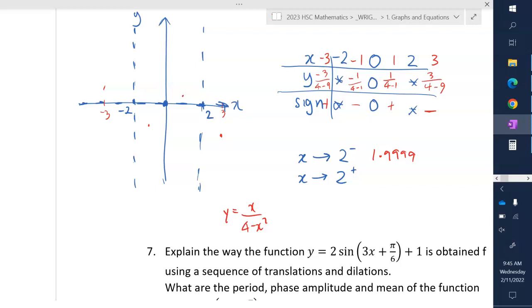I'm going to get a positive number, but it's going to be pretty small. So I'm going to shoot off up there like that. If I'm approaching it from the other side, just over 2, so a number like 2.00001, if I put that into the function, I'm going to get that on the top, 2.0001, but on the bottom, I'm going to have 4 minus a number that's bigger than 4. So when I square it, 4 minus a number that's bigger than it, I'm going to get negative. So what happens at this side of 2, it shoots off the other direction.